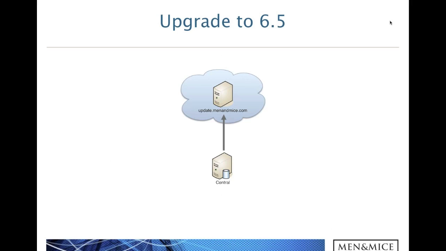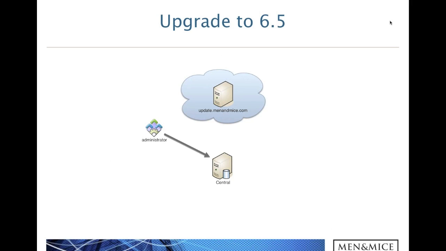So just a quick overview of the upgrade process. Periodically, Men&Mice Central will connect to update.menamice.com to get information about new versions. So it's important that the central machine is able to connect to the internet on port 80 to update.menamice.com. Otherwise you would not get the notification from within the system that a new version is available. But you always get notifications from our sales team when a new version is released.